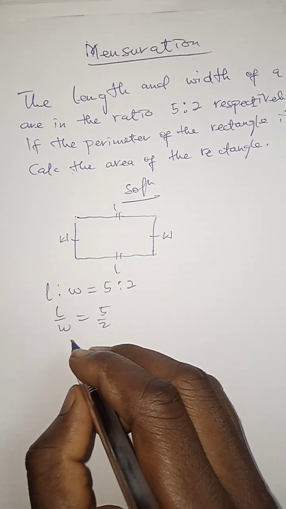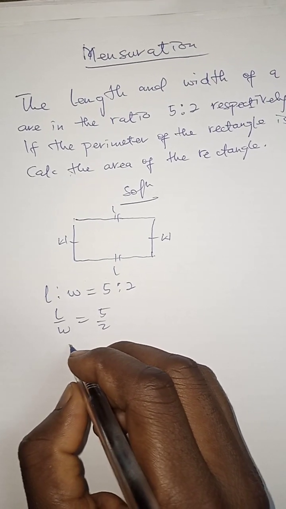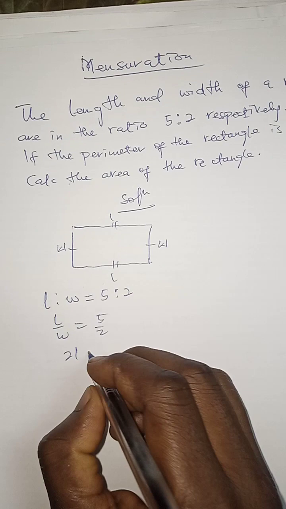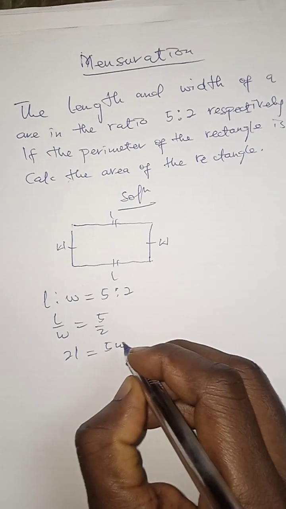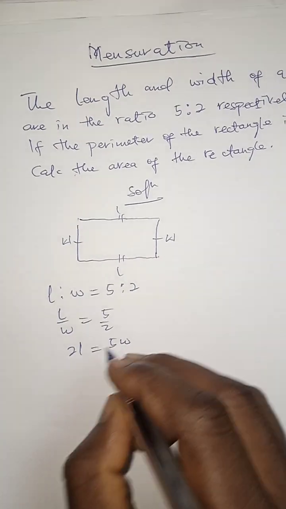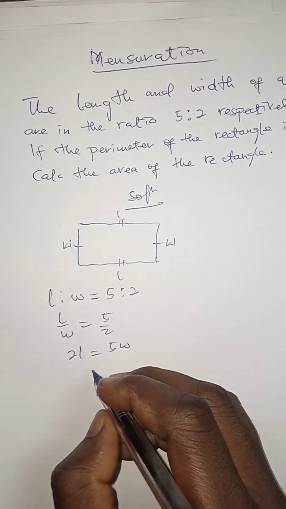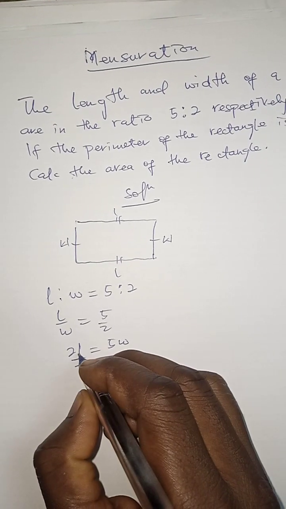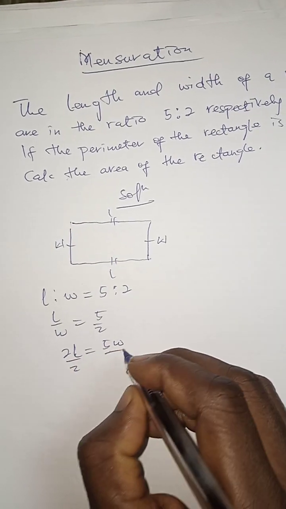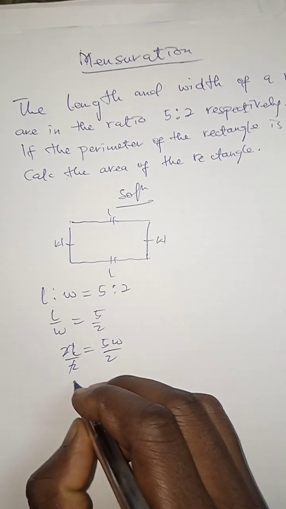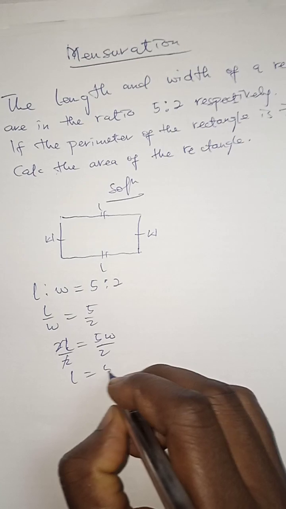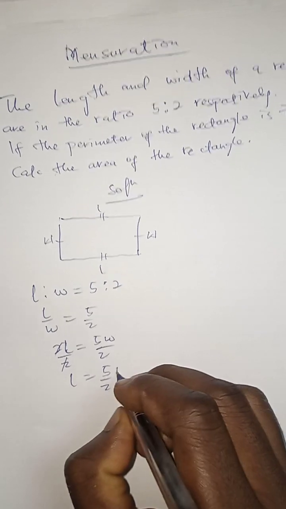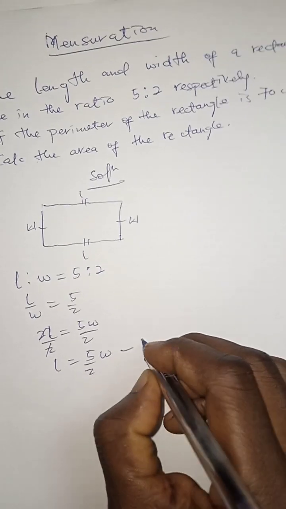So from here we can cross multiply to get 2L equal to 5W. So we can make L the subject. Making L the subject, we divide both sides by 2. This is L over 2, so that L is equal to 5/2 W. Let's call this equation 1.